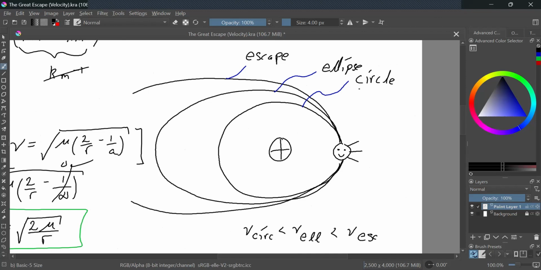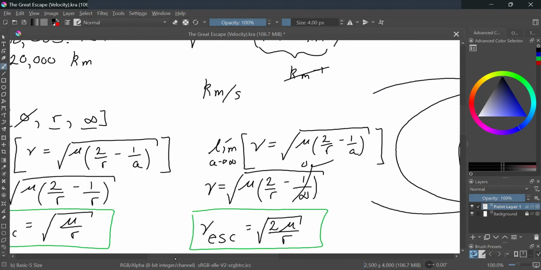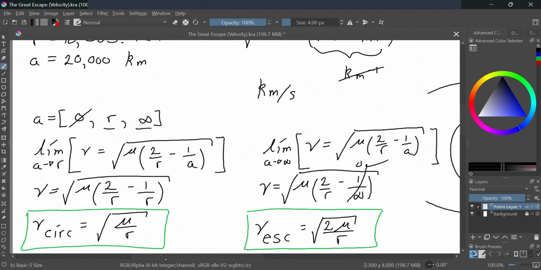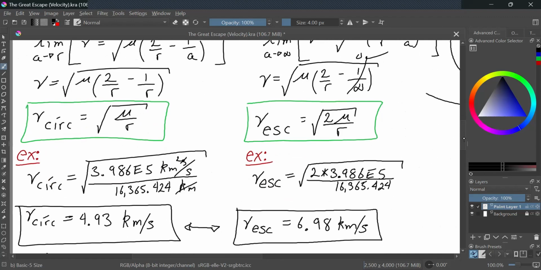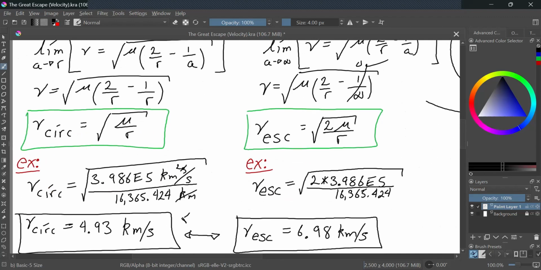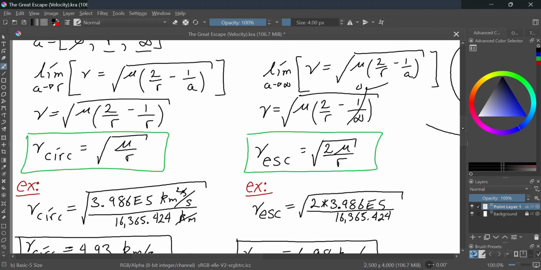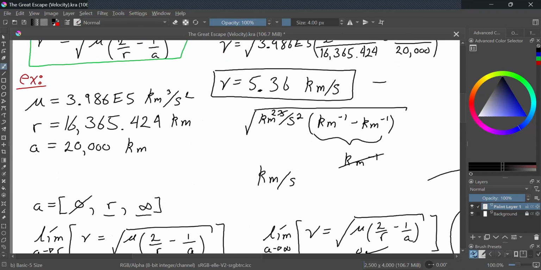So we have ourselves a circular orbit, an elliptical orbit, and an escape velocity. And we can see that... Actually, I can show you numerically down here. Our circular velocity is a little less than 5 kilometers per second, and our escape velocity is a little less than 7. What we have is 5 kilometers per second, a little bit more.